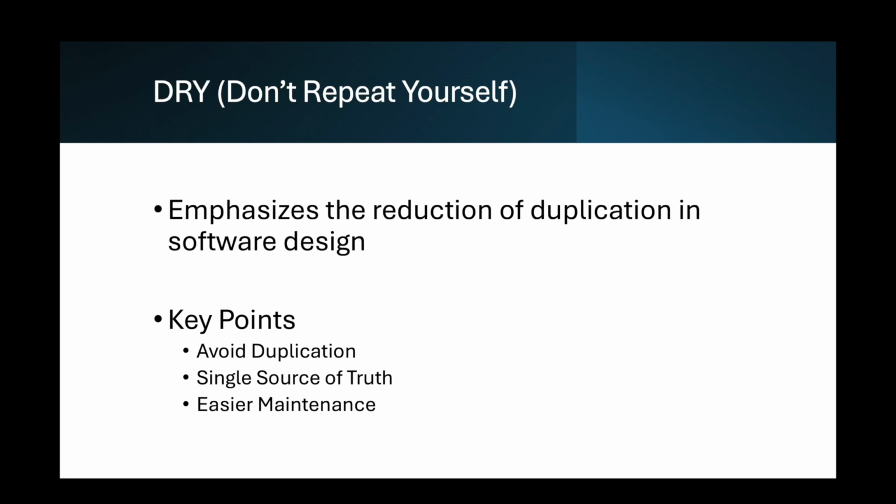Key points include avoid duplication: prevent code duplication to ensure maintainability. We have single source of truth, where you ensure that any piece of information or logic exists in only one place in the code base. And easier maintenance, which says changes need to be made in only one place.